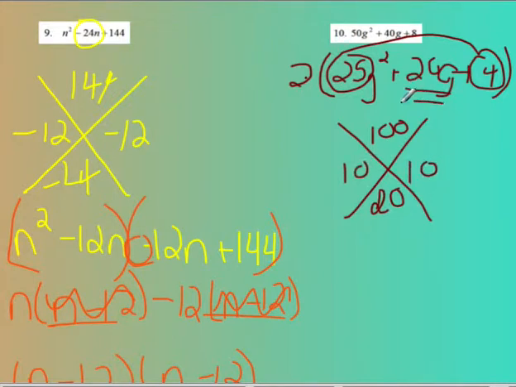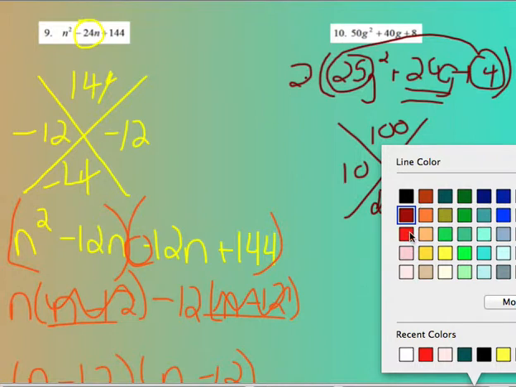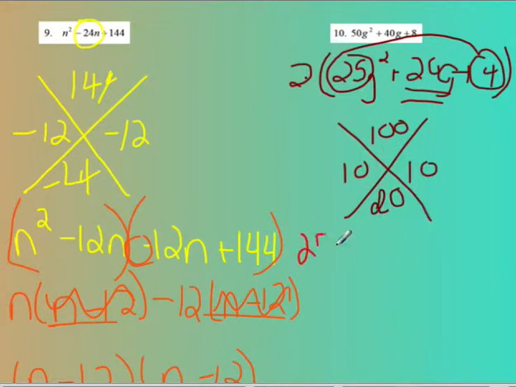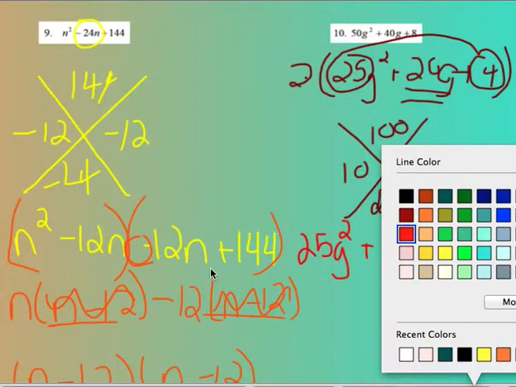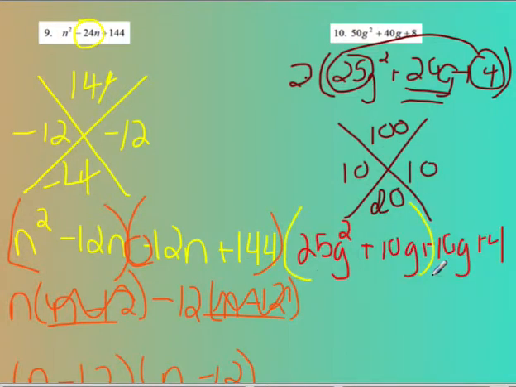So now I'm going to use that to split up my middle term there. Again, I'm ignoring my little sister for the time being. So I have 25g squared plus 10g plus 10g plus 4. Now I have 4 terms and I'm ready to factor by grouping. So we're going to make our 2 groups: 25g squared and 10g, and then 10g and 4.